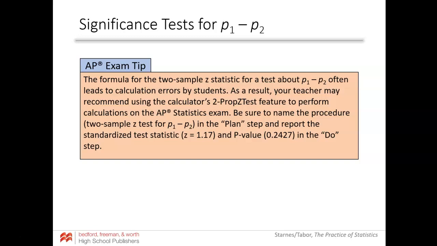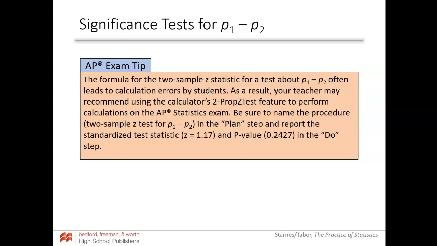We still have to know what we're doing. Now here's the exam tip. The formula is a little kooky, and it results in a lot of errors. So people who try to use that formula, with the statistics, the p hat 1 minus p hat 2 minus 0 over the standard error, a lot of kids screw that up because they don't type it in right.